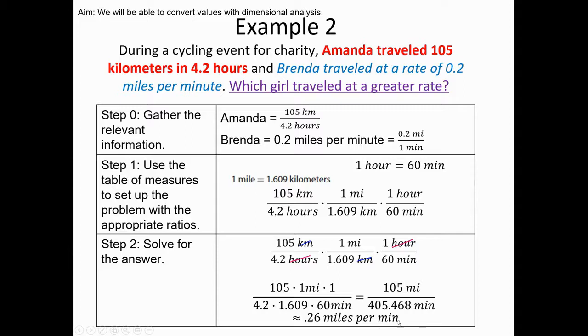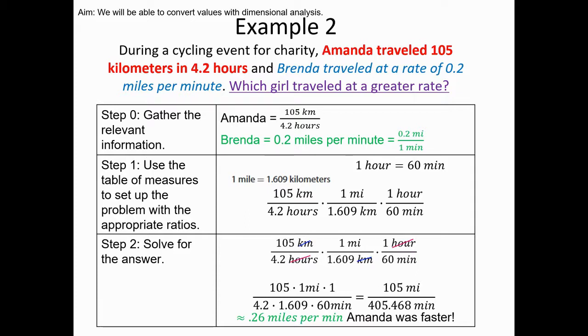So take a look at this. This is how fast Amanda's going, and this is how fast Brenda's going. Remember, our goal is to figure out who goes faster. Isn't Amanda going a little bit faster? So our winner is Amanda. Amanda is faster.